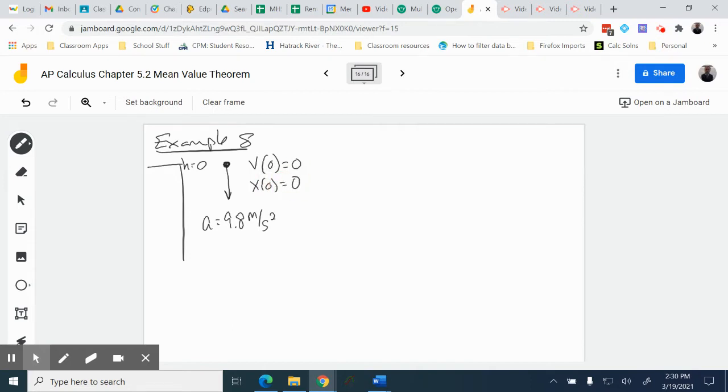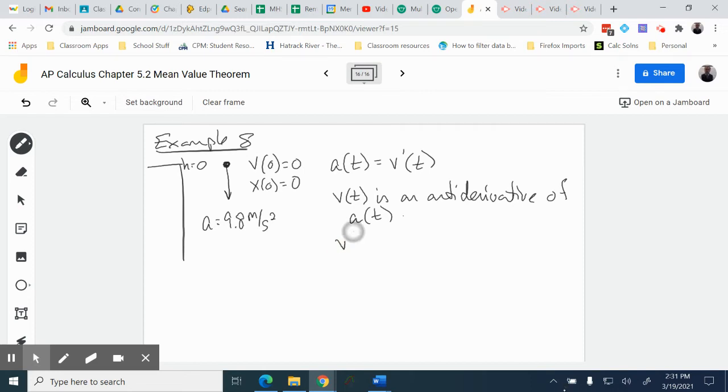So what do we know about acceleration and velocity? Well, we know that acceleration is the derivative of velocity. Well, what this means is that velocity is an antiderivative of acceleration. Acceleration is the derivative of velocity, therefore velocity is the antiderivative of acceleration.